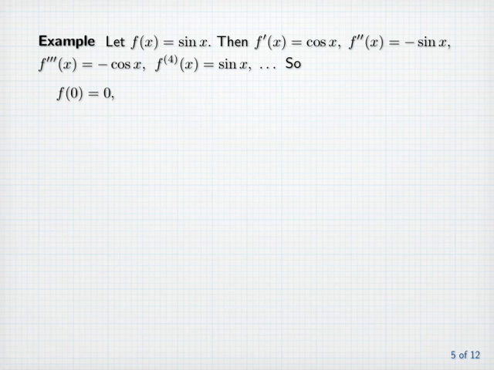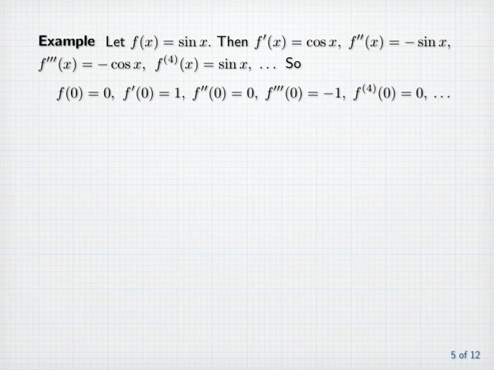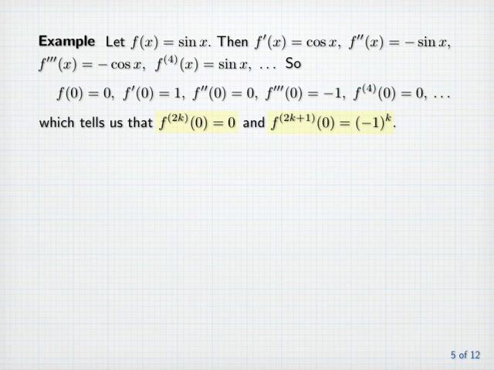So f of 0 is equal to 0, f prime of 0 equals cosine of 0, which is 1, f double prime of 0 equals 0, f triple prime of 0 equals minus 1, the fourth derivative at 0 is equal to 0, which tells us that any even-order derivative evaluated at 0 is 0, while any odd-order derivative evaluated at 0 equals either plus or minus 1, and in particular, the 2k plus 1 order derivative of f evaluated at 0 equals minus 1 to the k.